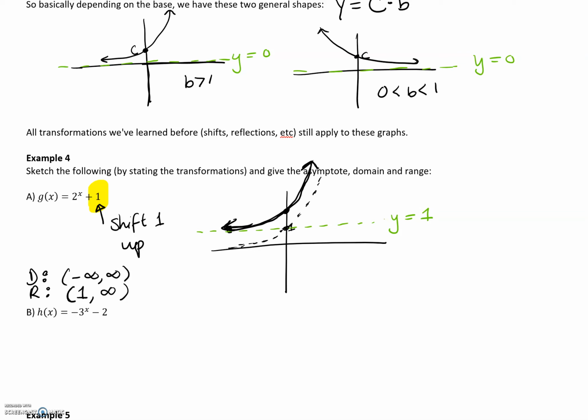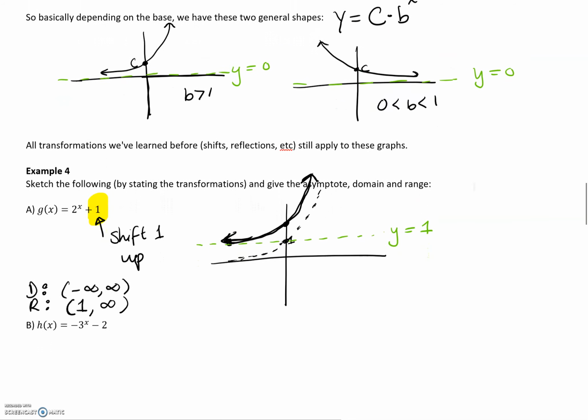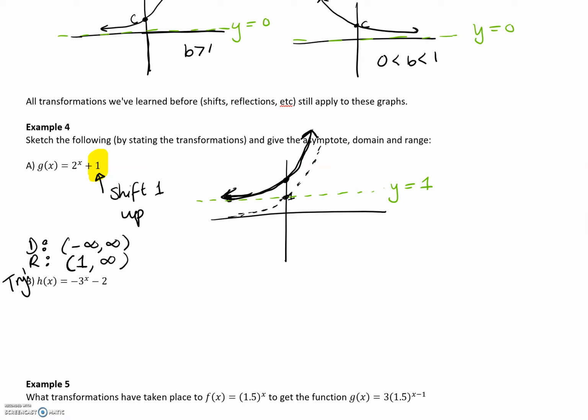And again, we can look at that on our TI too. It'll give us an idea of what it looks like, but we don't need to. We know that the base is bigger than 1, so I'm going up as I go to the right, using the first basic graph from up here, and then I just shifted all of that 1 unit up. Let's have you pause the video and try this guy and tell me what shifts, reflections, or anything else is going on. So hopefully you had a chance to try this on your own.